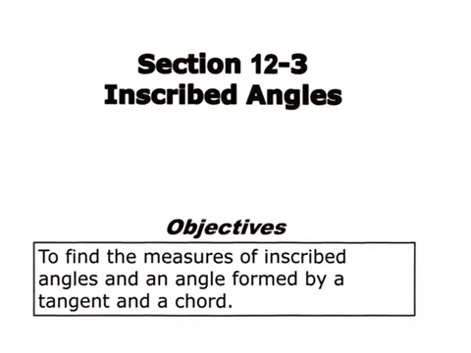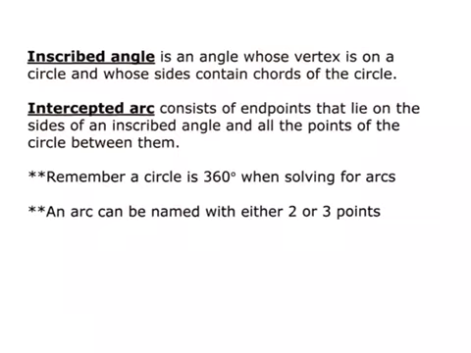Section 12.3, Inscribed Angles. An inscribed angle is an angle whose vertex is on the circle and whose sides contain chords of the circle. An intercepted arc consists of the endpoints that lie on the sides of an inscribed angle and all the points of the circle between them.